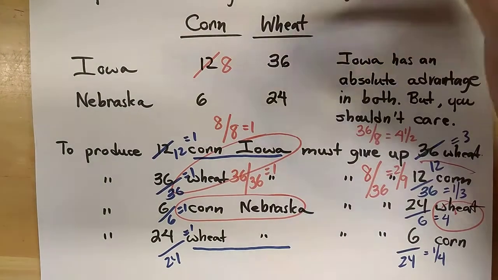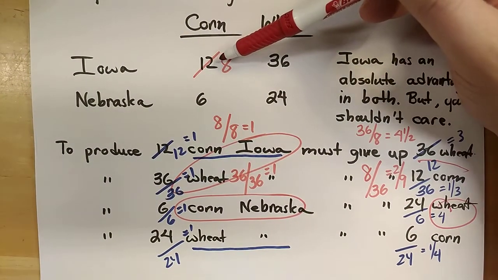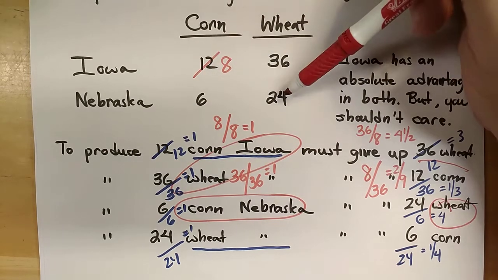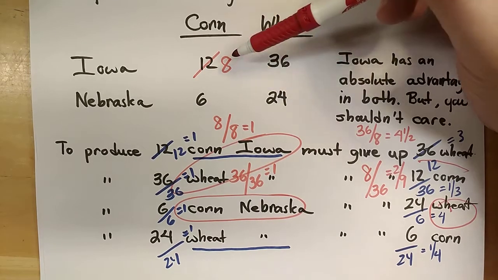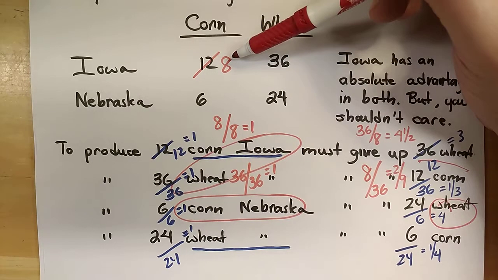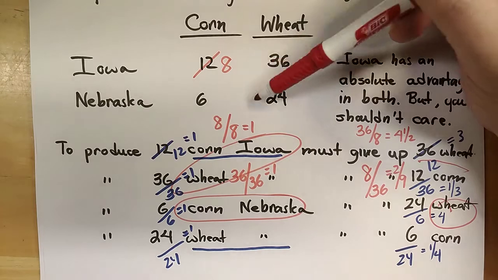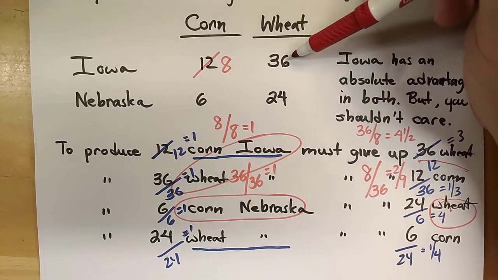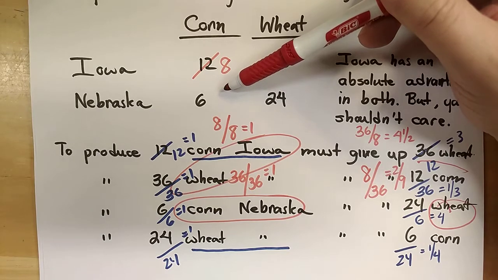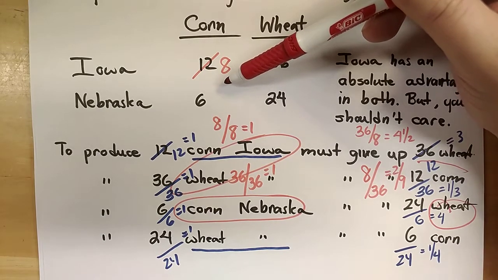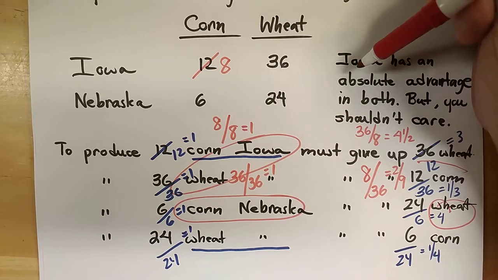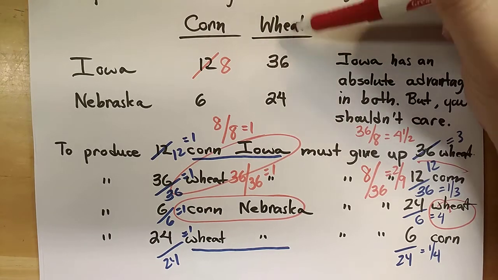Okay. So when we had just the black numbers, okay, in the previous video, Iowa was supposed to specialize in corn and Nebraska in wheat, okay? But when the numbers change in one of the 4 places, it can change the pattern completely. So now we're in a position where Iowa should produce wheat and Nebraska should produce corn and then trade them with each other, okay?